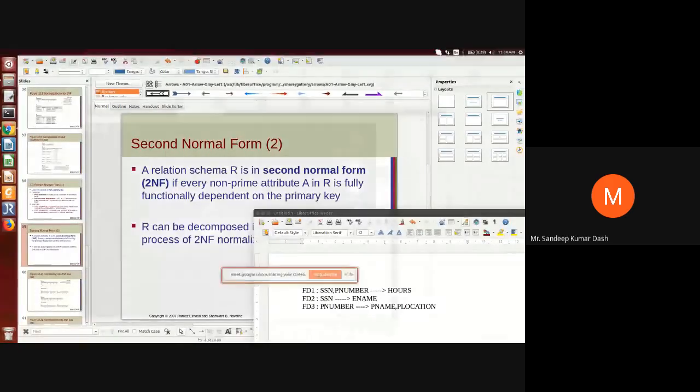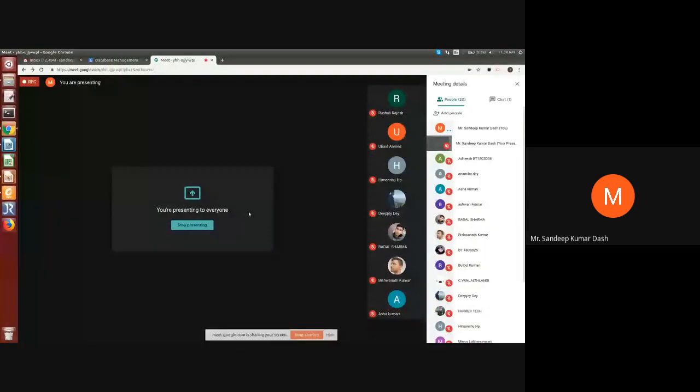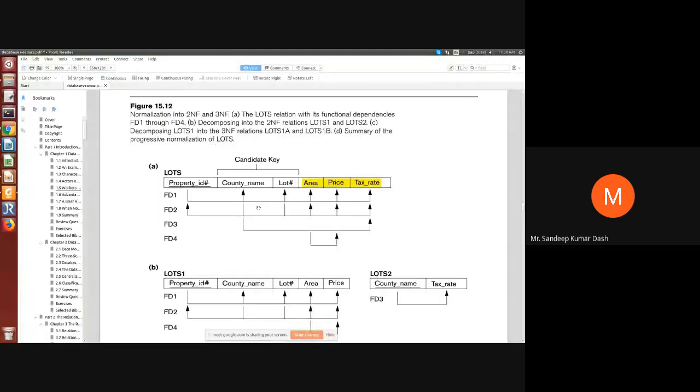Anyone? Is it getting difficult? Normalization is important, so we can spend more time on this if you are not getting it. But make sure you are getting it. You can't go away with normalization. You have to have a clear idea about normalization.